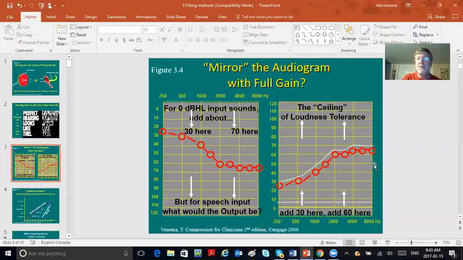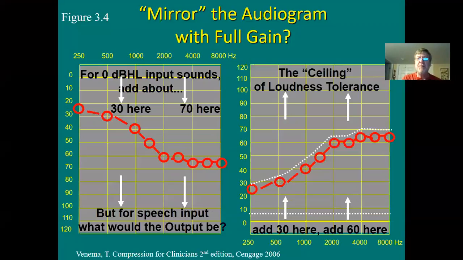Well, let's look at this more closely. Take a peek at this. Here's a hearing loss dropping down. Okay, for 0 dB sounds, you'd have to add about 30 here for the guy to hear them here. And for 0 dB sounds, you'd have to add about 70 for the guy to hear them here, right?